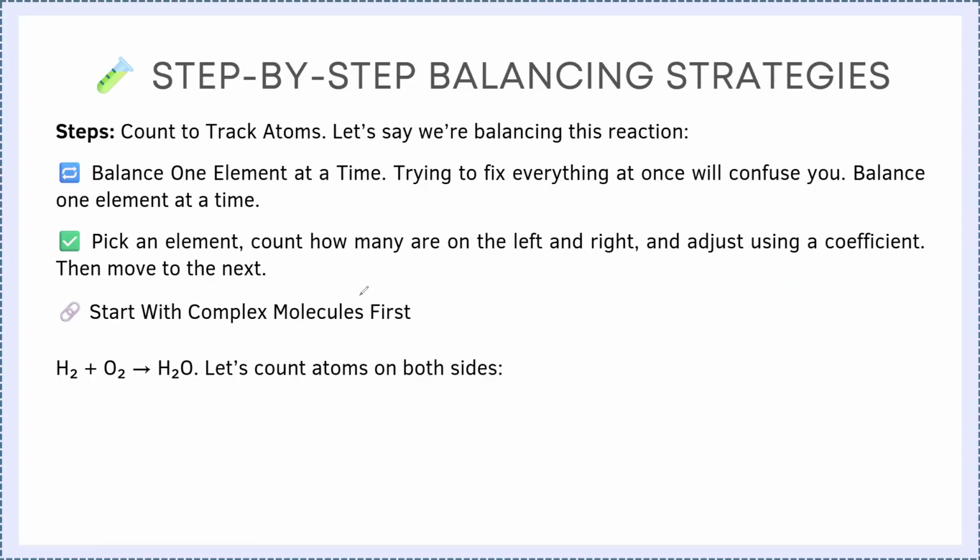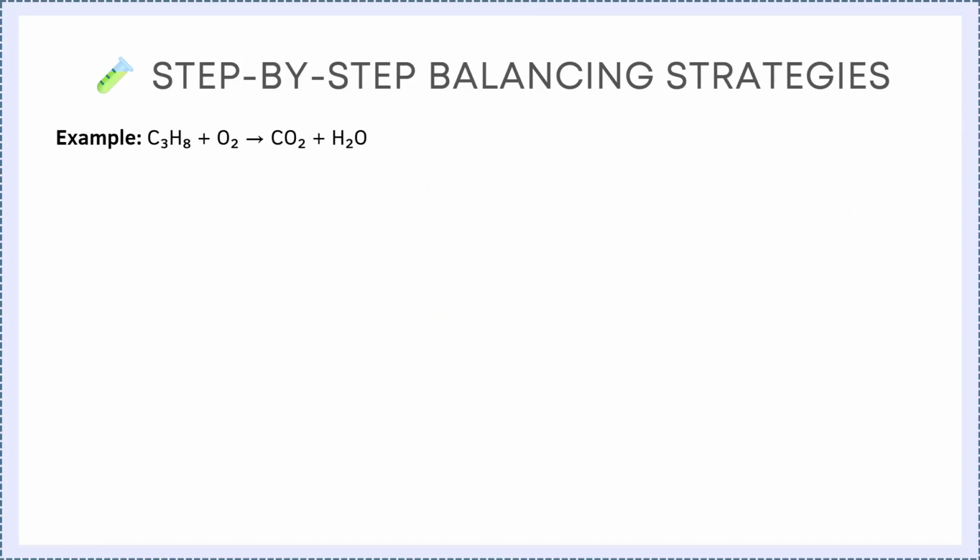Here are more rules that we did not outline. This one says start with complex molecules first. We're going to be seeing examples where that rule will apply. And then this one also says pick an element and count how many are on the left and on the right. We did that just now with this example that we just solved. So let's solve another example and see how it plays out.